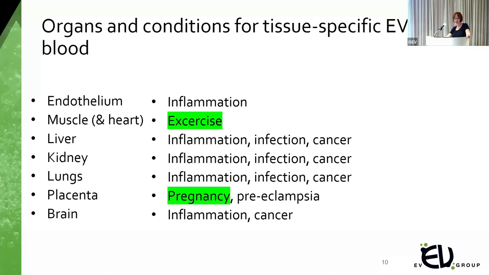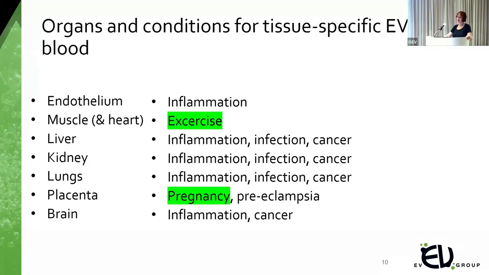My cases are from muscle and heart during exercise, and from the placenta during pregnancy. Let's take the pregnancy first. The placental EVs are thought to contribute to the tolerance to the fetus in the maternal, to promote the maternal tolerance towards the fetus. Sorry, I said it the wrong way around.